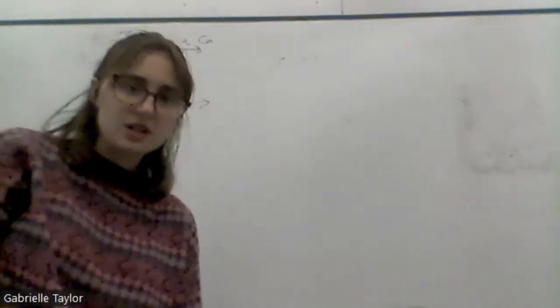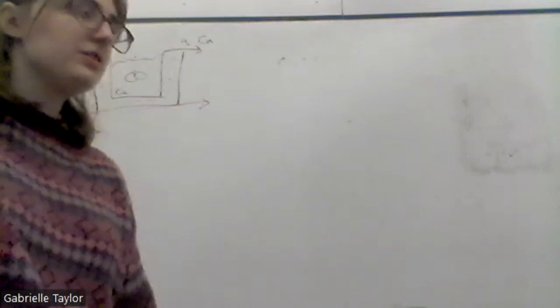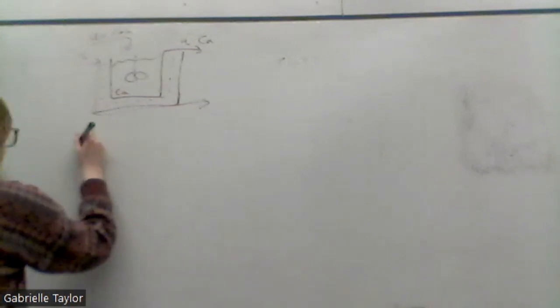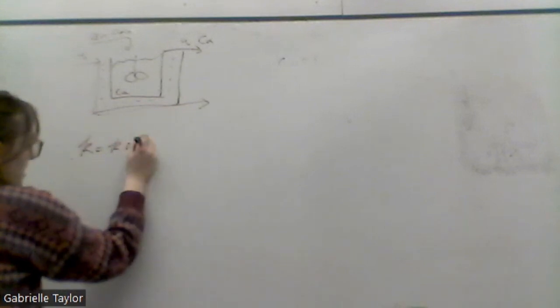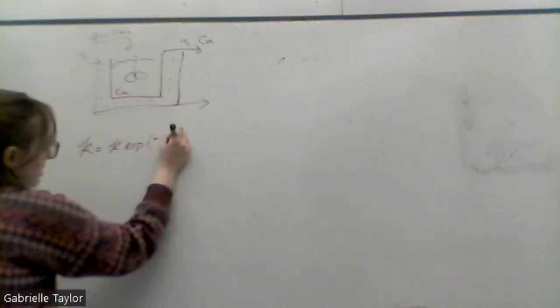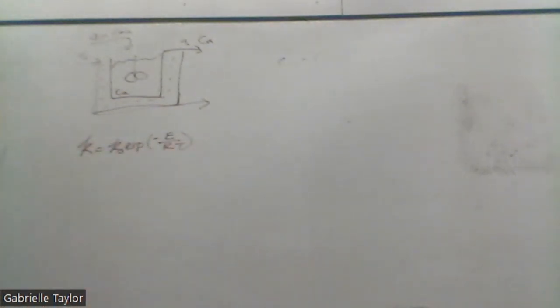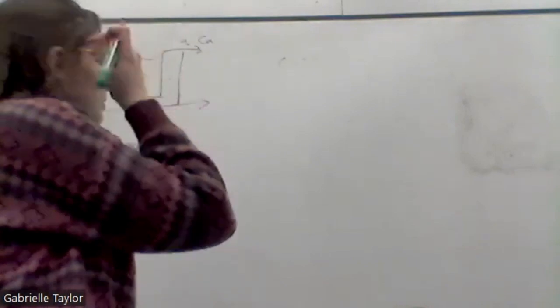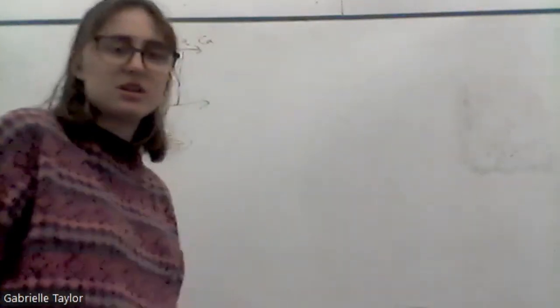So let's look at some of the initial values that we know. We also know we have a k naught. We know our equation is k equals k naught times exp of negative E over RT. So this is going to be helpful when we're solving for k. But this should be it for now. To begin with, we'll use the initial values.